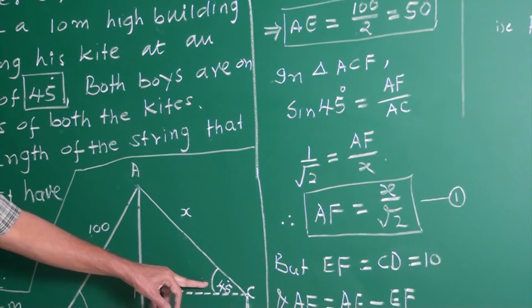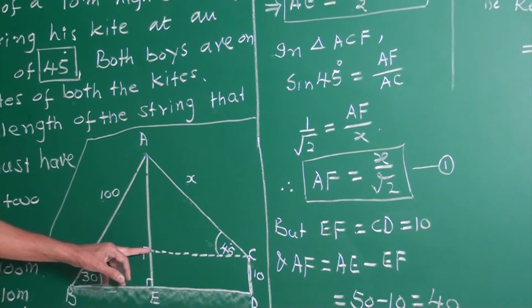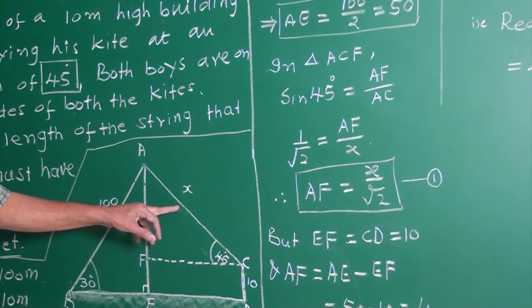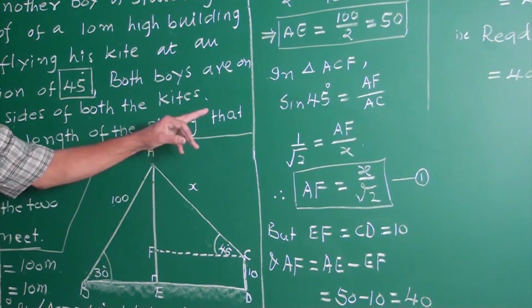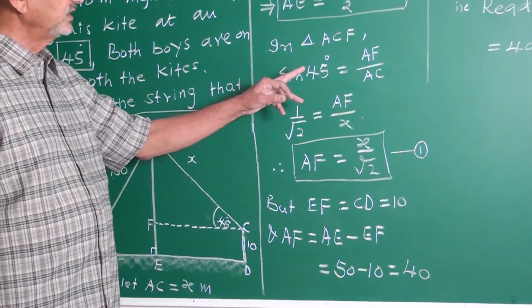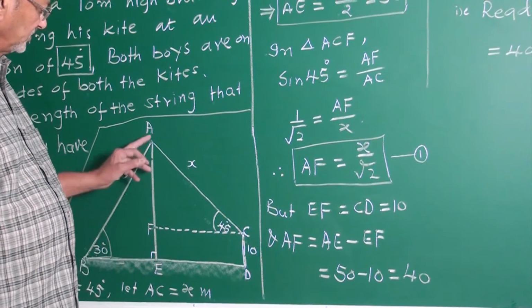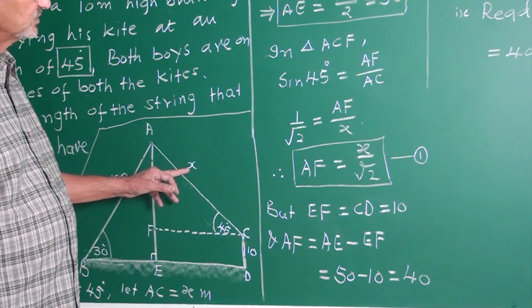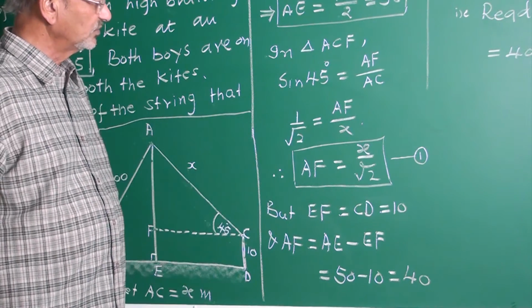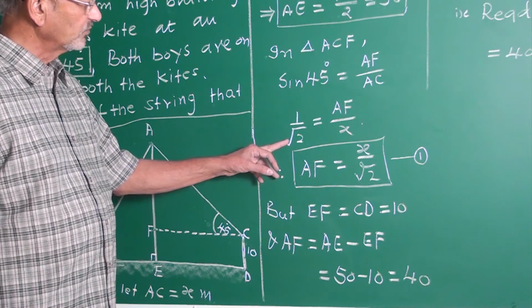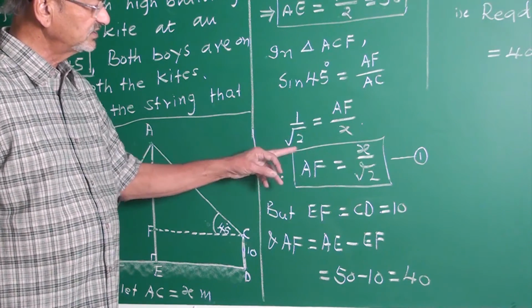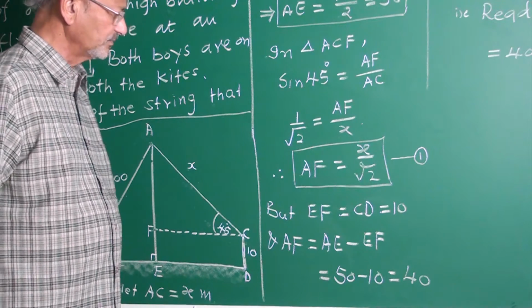Sine 45 degrees, opposite side upon hypotenuse, is AF upon AC, where AC is x. Sine 45 is 1 by root 2. Now what is the value of x? Therefore, AF equals x upon root 2. Name this as 1.